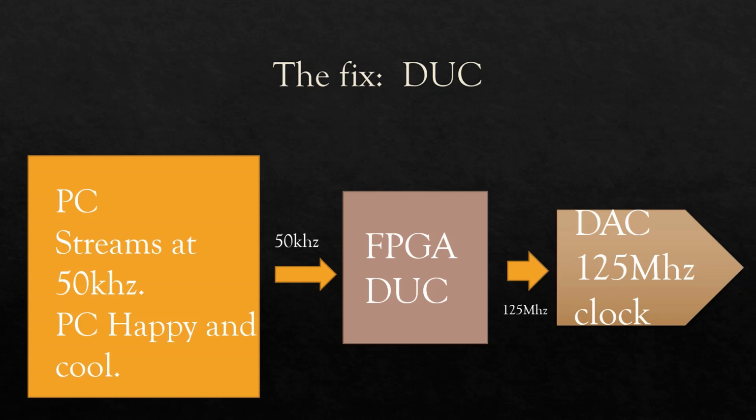So all that upconversion and the carrier insertion is being done by the digital upconverter. And then it feeds the data at a 125 megahertz rate to the DAC. The DAC is happy, it's getting the data at the rate it expects. And now the PC is going to be much cooler because it only has to work at a 50 kilohertz rate as opposed to a 125 megahertz rate. So that is the purpose and value of a digital upconverter. Now let's get into the gory details and see how we do it.